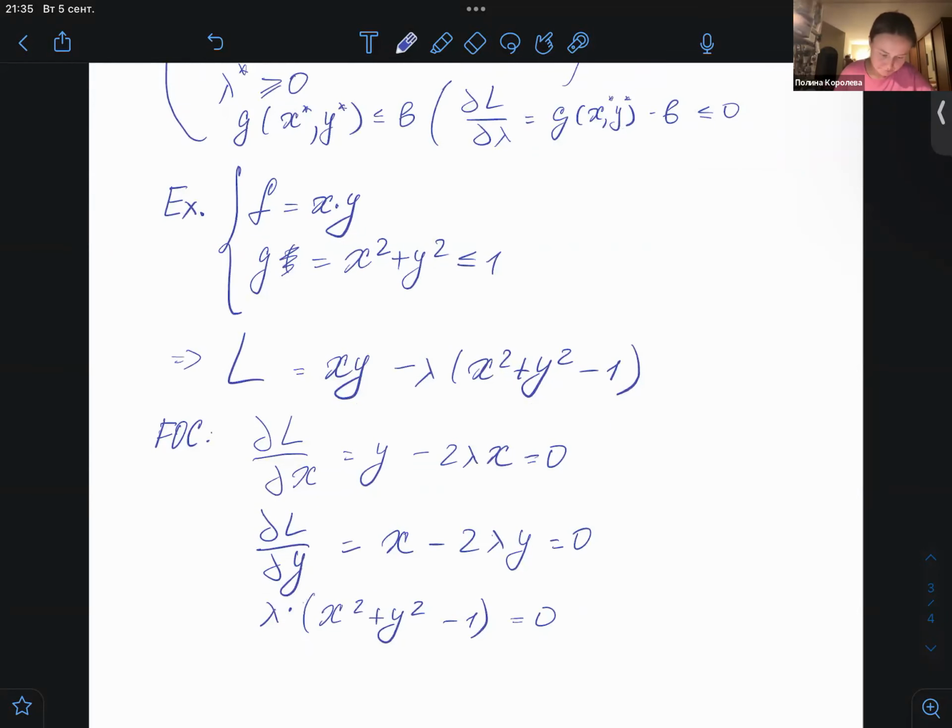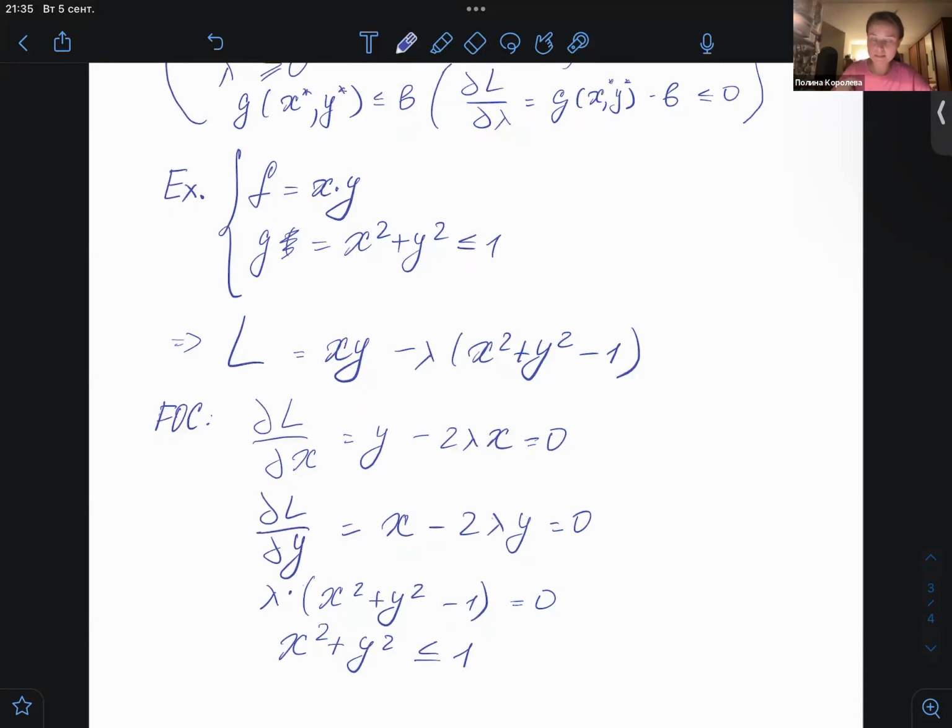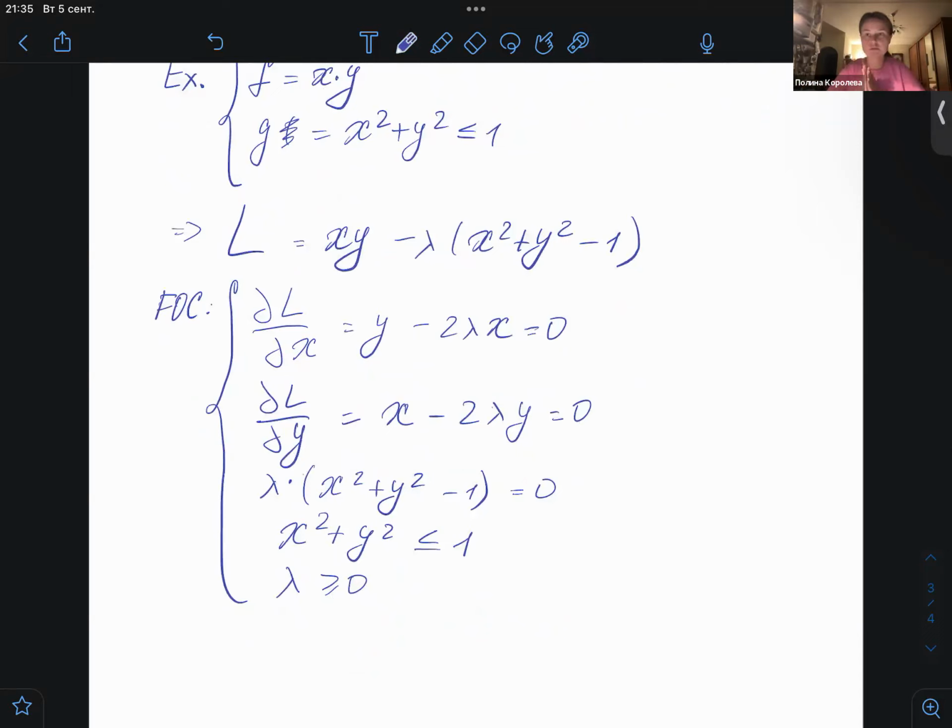Then also x squared plus y squared should be less or equal than 1, which is the same as to write that the partial derivative by the Lagrange multiplier should be less or equal than 0. And the last one: for maximum, our Lagrange multiplier should be greater or equal than 0, for our gradient vectors to be in the same direction. If we speak about minimization, our gradients will be in the opposite direction, and the Lagrange multiplier should be non-positive. But now we solve a maximization problem.